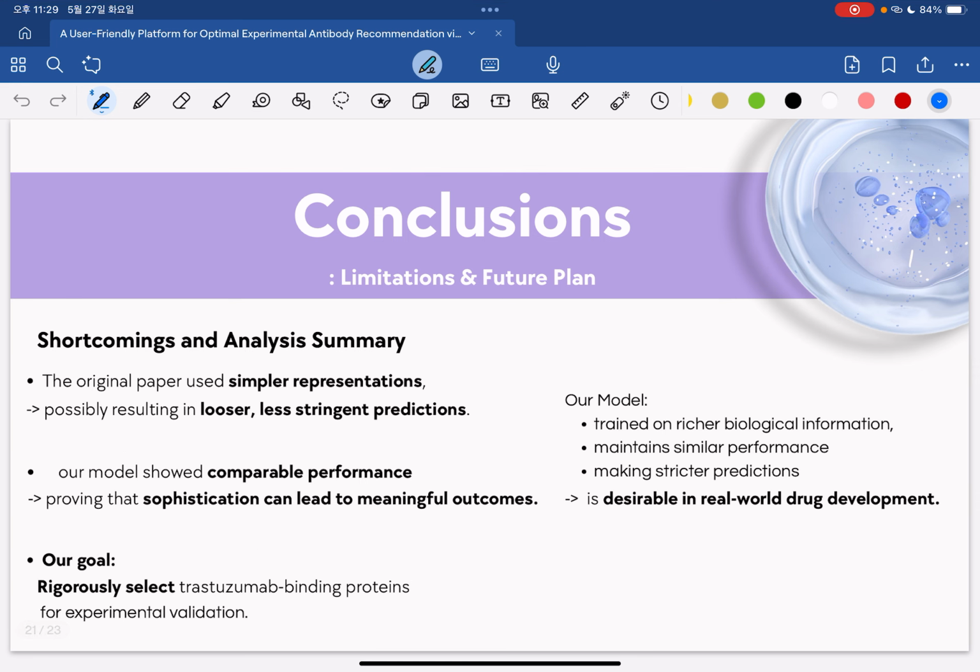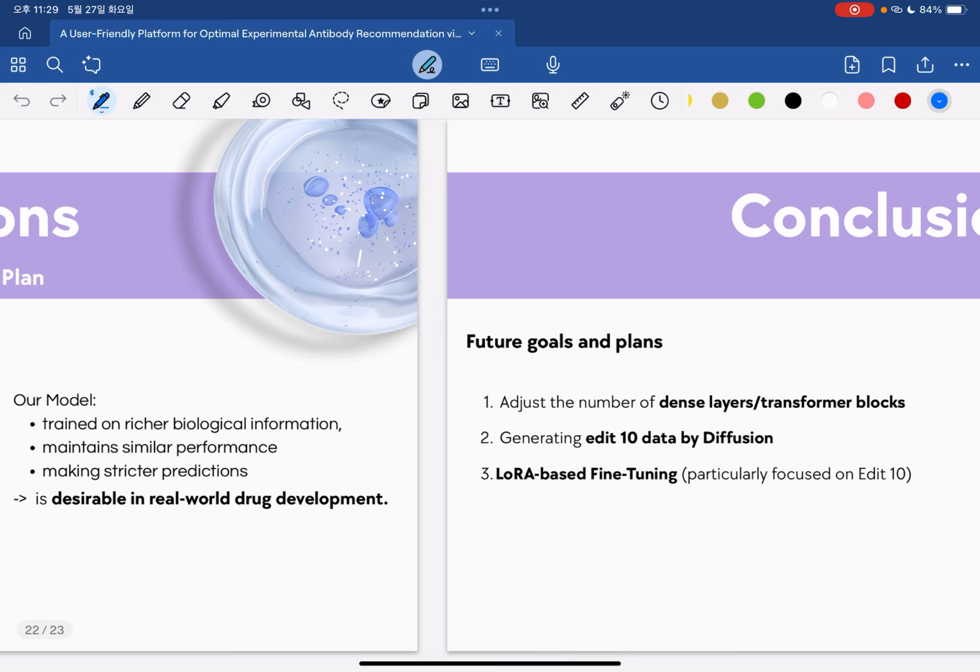However, the original paper used simpler representations, which we believe led to looser, less stringent predictions. In contrast, our approach, despite being more complex, achieved comparable performance. Furthermore, our goal is to more rigorously select proteins that bind to Trastuzumab for experimental validation. From this perspective, our model maintains similar performance while making stricter predictions, which is desirable in real-world drug development.